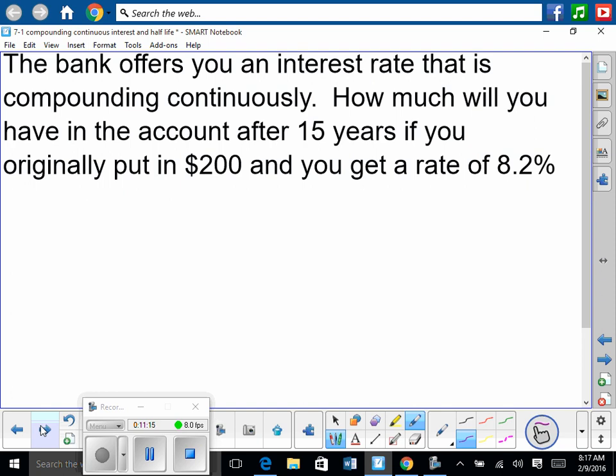Now, here's the key words. If you're reading a story problem and you're talking interest and you see the words compounding continuously, you'll use PERT. Well, if you read right here, do you see the key words? Compounding continuously. So we say, okay, I'm using PERT. So I'm going to write that down. We know that PERT is Y is equal to P times E raised to the RT. Then you have to know what each thing is, and you're just plugging it in.